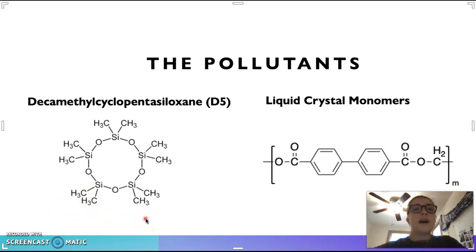D5 is constantly found in personal care products such as lubricants and aerosol products, and can be identified as having 5 silicons and 5 oxygens that make up this 10-member ring. The second pollutant I'll be discussing is liquid crystal monomers. These are chemicals produced from liquid crystal devices such as smartphones, televisions, or laptops.